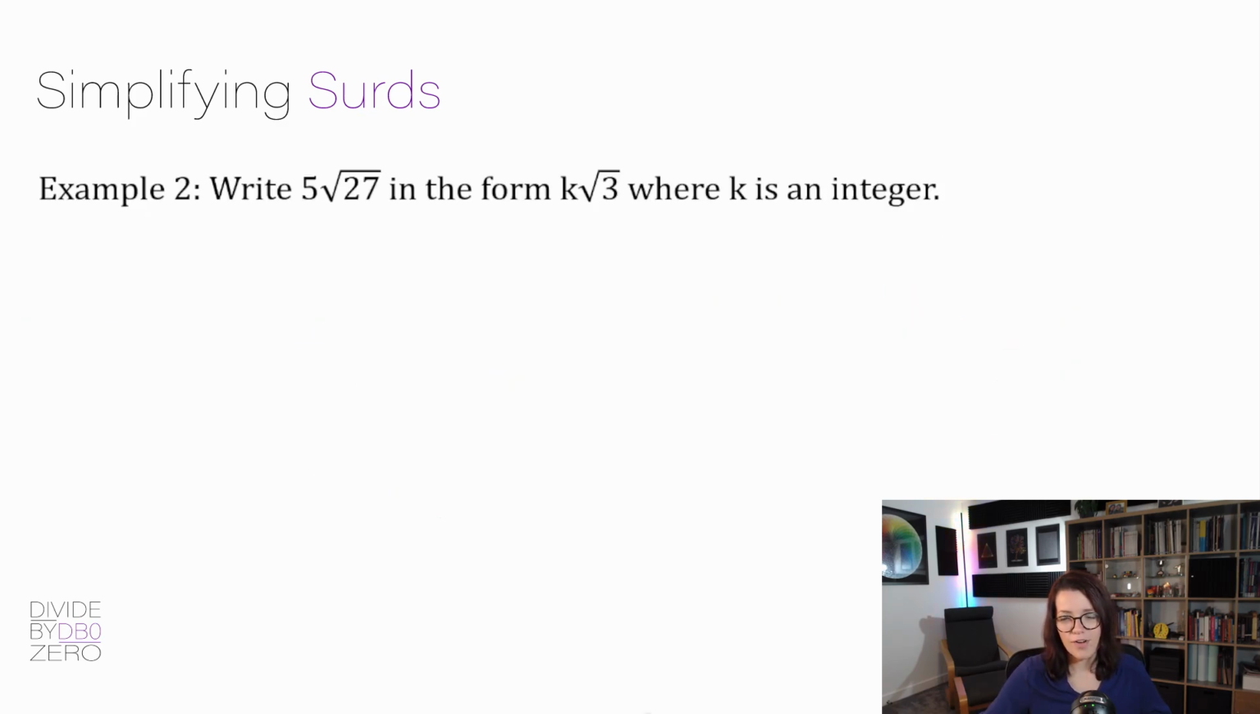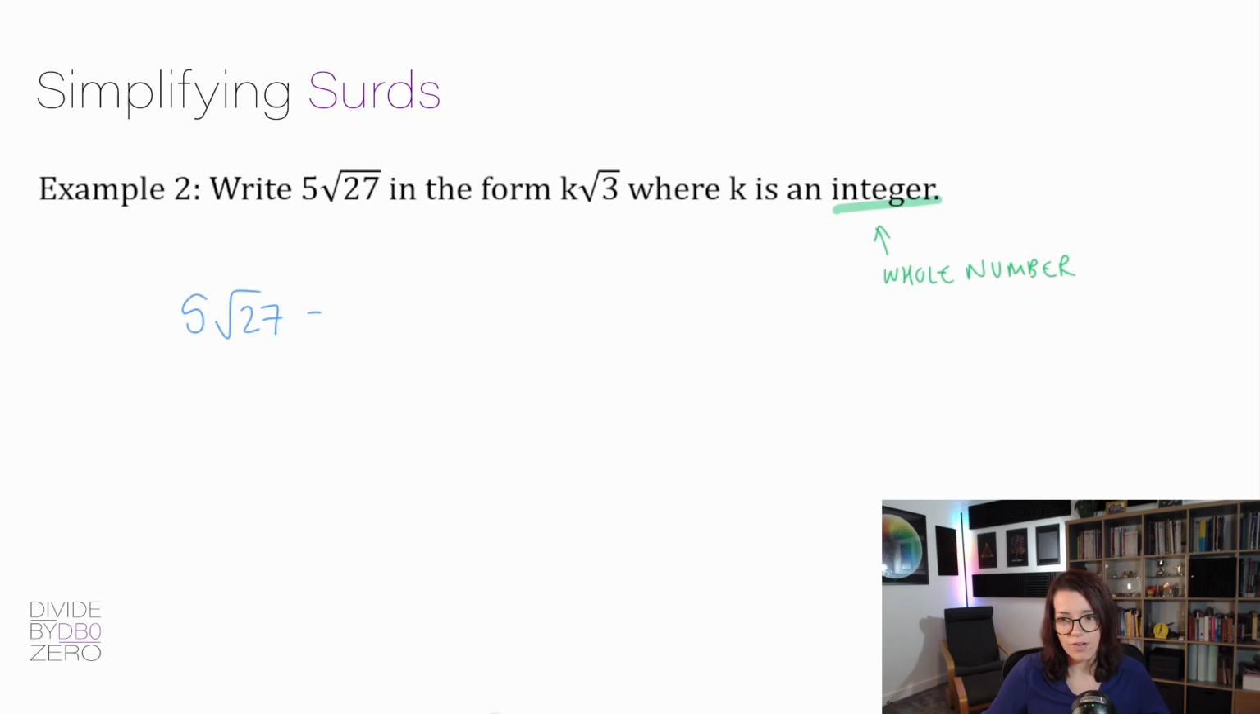Example 2, write 5 root 27 in the form k root 3, where k is an integer. First things first, what is an integer? That just means a whole number. So they want us to break 5 root 27 down into the form k root 3, where k is just a whole number. So 5 root 27.